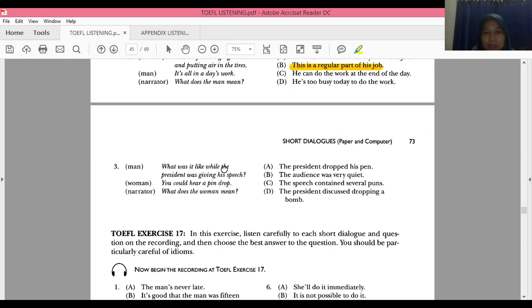3. What was it like while the president was giving his speech? You could hear a pin drop. What does the woman mean? Bravo. Bravo, the audience is very quiet. It is. Bukannya the president discussed dropping the bomb, no. Ini the president dropped his pen, no. The audience was very quiet until you could hear a pin drop. Yeah, that's how we play with idioms.